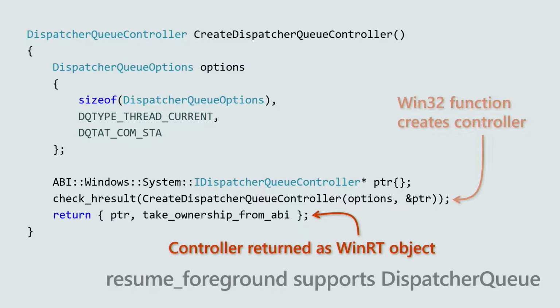The nice thing here is that we're boxing up all the Win32 code, which C++ WinRT handles just fine, and we're returning a projected type. So the resulting DispatcherQueue controller is a nice projected type that you can use throughout your application now to interact with that DispatcherQueue.